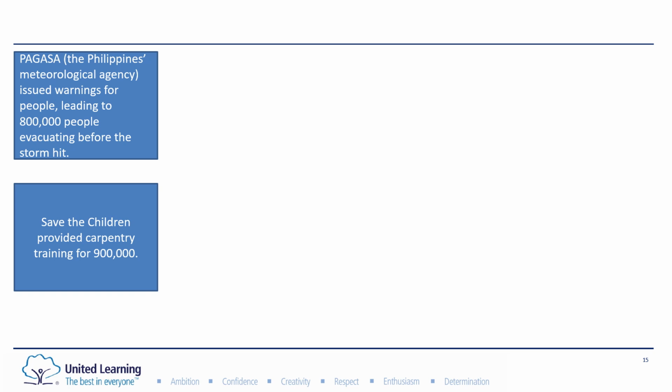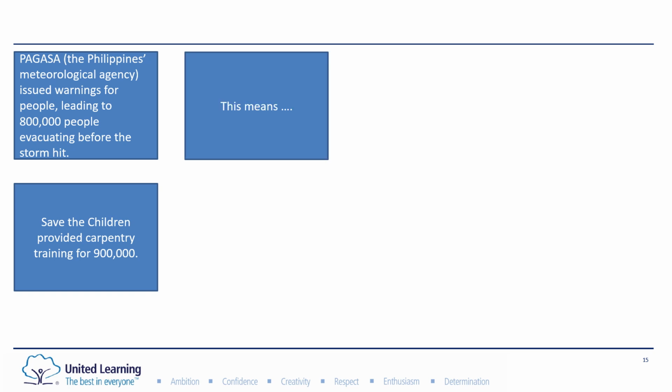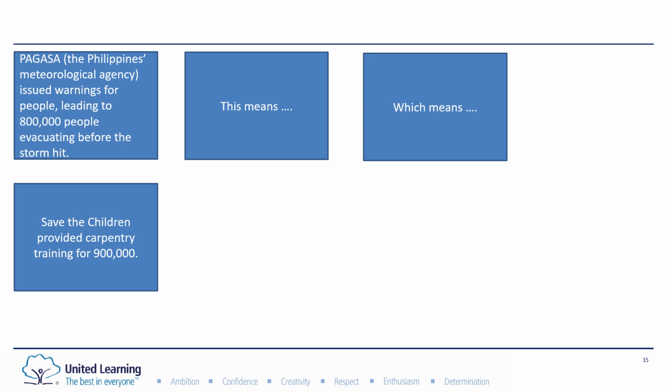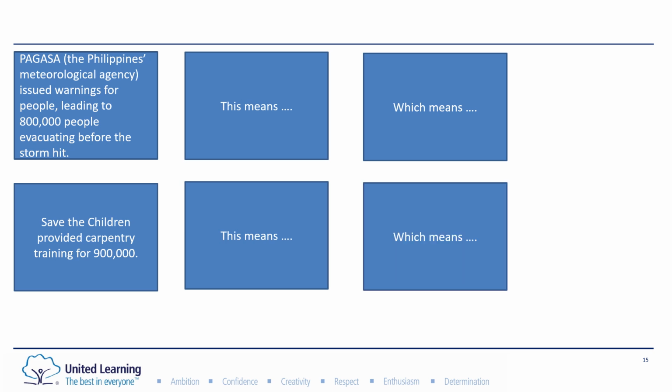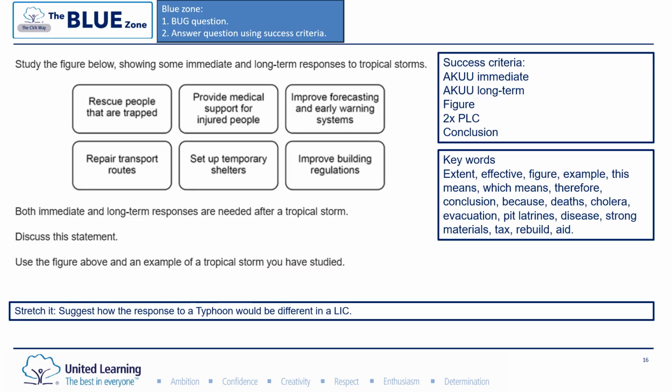So, you might talk about your knowledge being about the early warnings and predictions. How 800,000 people evacuated. Well, this means they're out of the path of the storm, which means fewer people will die within the storm, therefore saving thousands of lives. You might talk about Save the Children in your long-term paragraph, providing carpentry training. This means houses were rebuilt out of stronger materials, which means in the future fewer houses will be destroyed. So this prevents social impacts of death and also economic impacts of rebuilding. So, there's your Blue Zone.